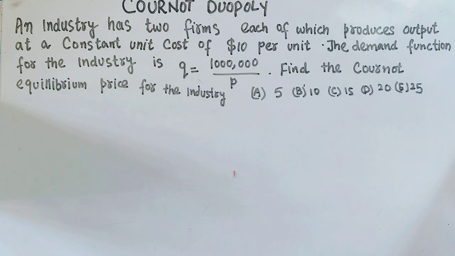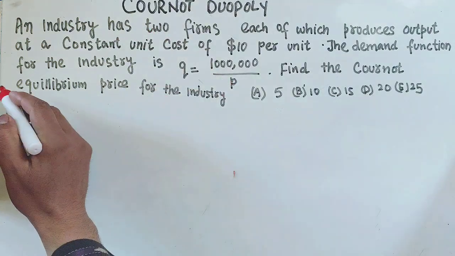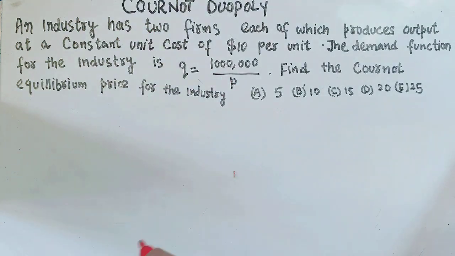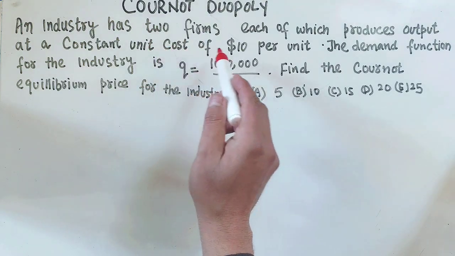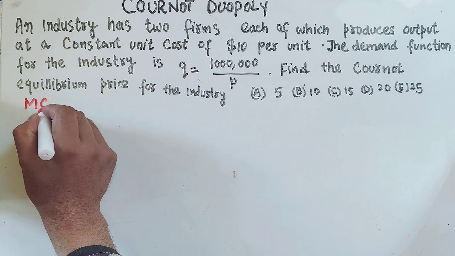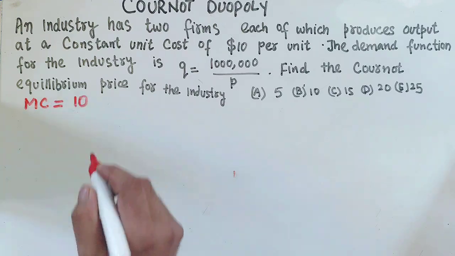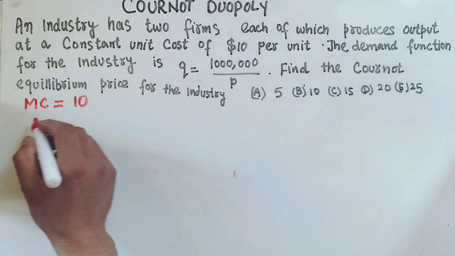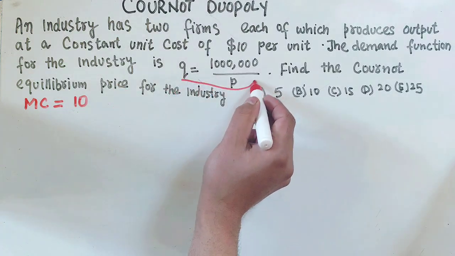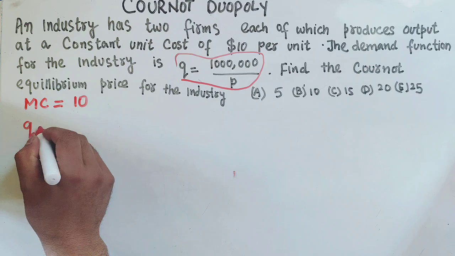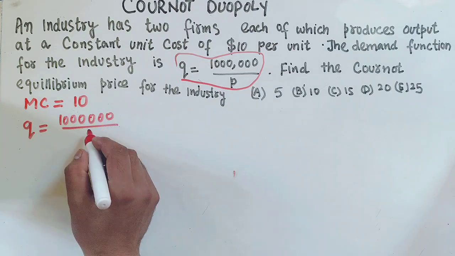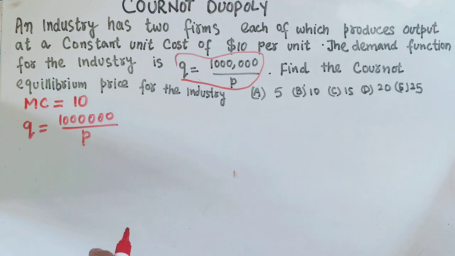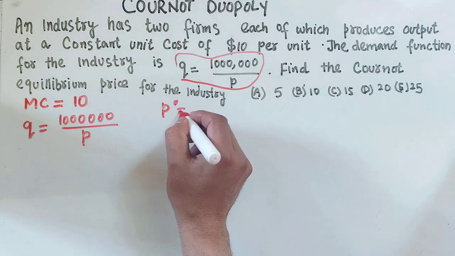So what are we being given? We have two firms, so we have a two-firm Cournot model here. And we have a constant unit cost, that means our marginal cost is constant, that is $10 per unit. The market demand function is given by Q equal to 1 million upon P. We need to find out the Cournot market price at equilibrium.